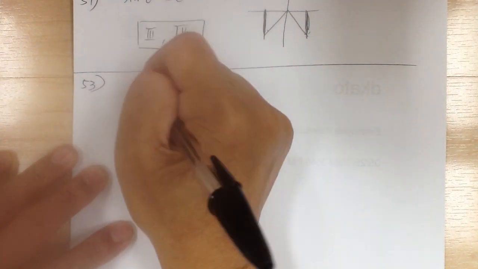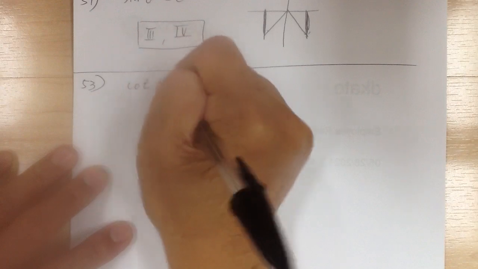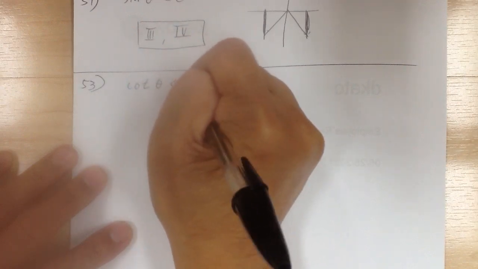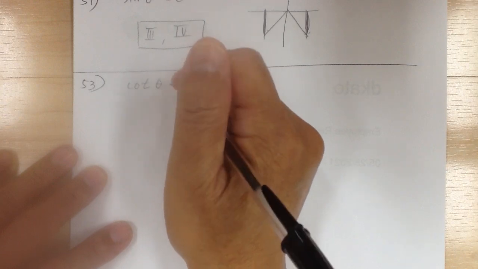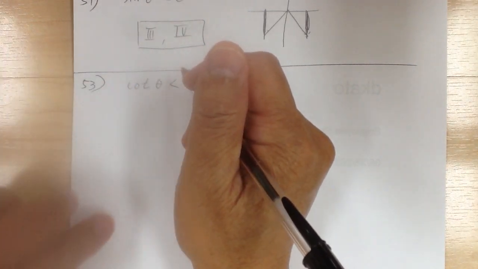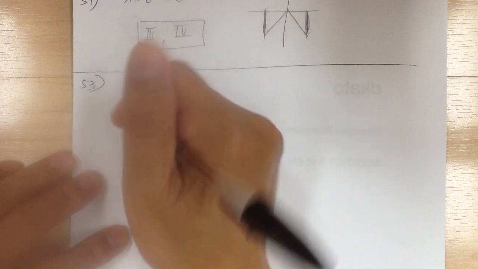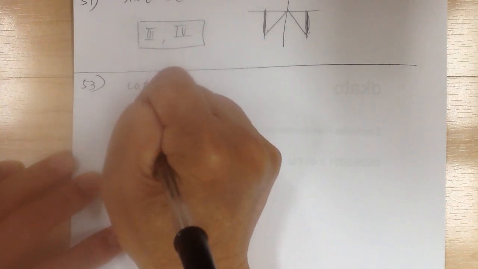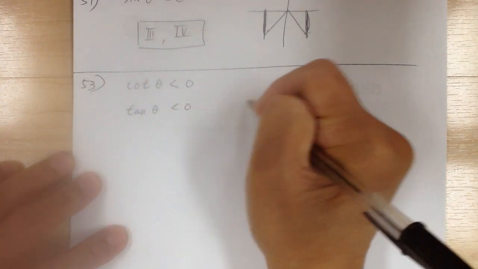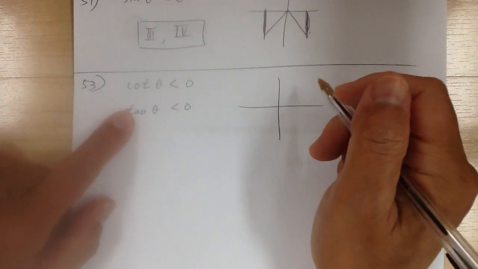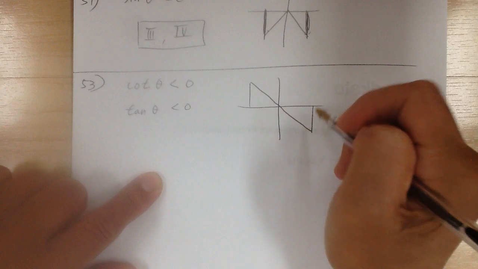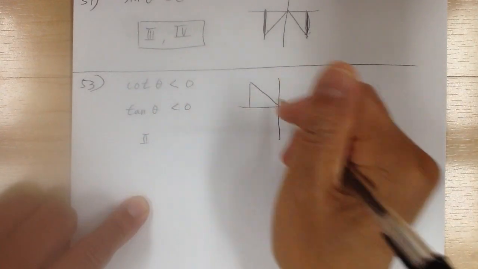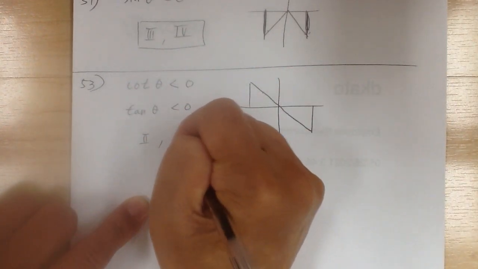Okay, 53. Cotangent theta is less than 0. So cotangent theta came from tangent. When you flip it over, it does not change positive or negative, so you're still going to get tangent theta is less than 0. Okay, so slope is negative, it's going to go this way. So you're going to get one here, so you're going to get quadrant 2 for this one, quadrant 4 for the other one.